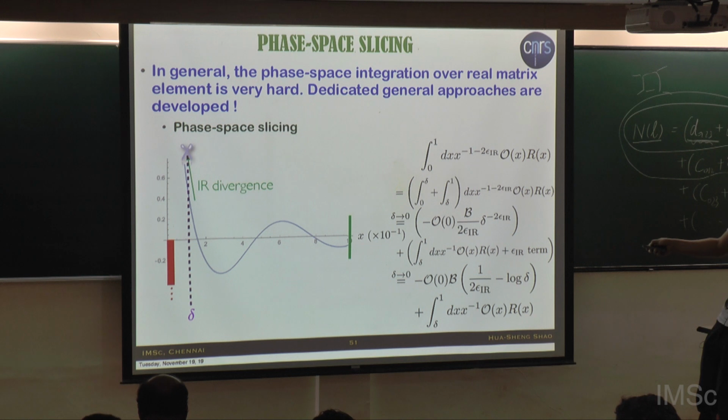The region 0 to delta is the singular part, and here I can do some approximations. The real matrix element squared is in general very complicated, but in the limit delta goes to 0, I can simplify it. I just neglect terms like delta squared and delta linear terms. Then I can integrate analytically this piece, proportional to the Born.